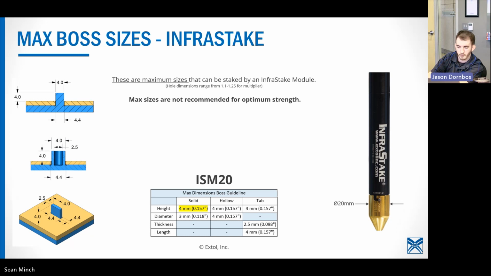So to wrap up the 3 different types of InfraStakes, here's the ISM 20 module. This one's a lot smaller than the other ones. We'll highlight the fact that it has about a 4 millimeter height and maybe a 4 millimeter diameter. This is due to, again, the smaller wattage bulb at 35 watts. And you'll see on all these slides that max size is not recommended for optimum strength. Bigger doesn't always mean better, as a larger boss means a longer cycle time. So the trick is to balance the boss size with what is needed for both optimized strength and cycle time.